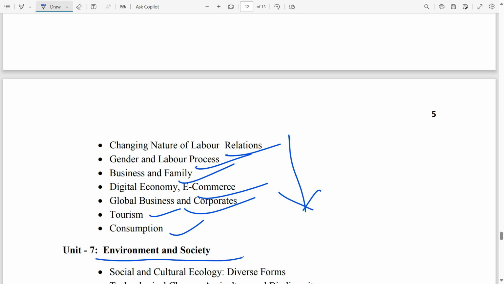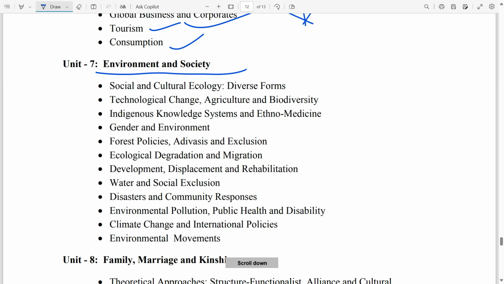Now coming to environment and society, social and cultural ecology. See, this time, if you look at the August paper of sociology, they have asked simply about the basic definition of cultural ecology. So here you can't just read the concepts in one or two lines. Here you have to go deep, you have to do a detailed study. What is cultural ecology, what does it signify?